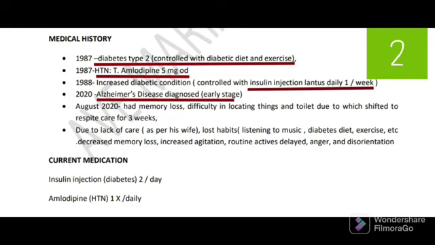Moreover, the patient has developed decreased memory, increased agitation, delayed routine activities, anger, and disorientation. These all come under the patient's medical history. Moreover, for the current medication, they have given insulin injection once again, and amlodipine for hypertension, once daily. Next, they have given the GP's consultation.